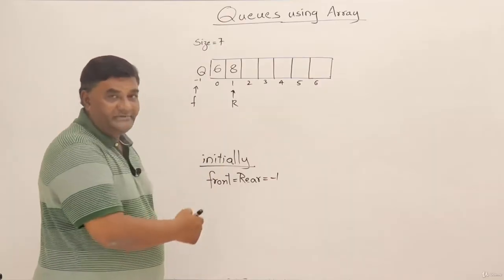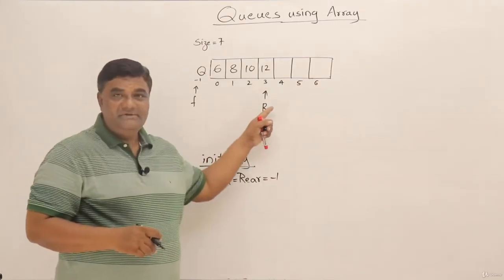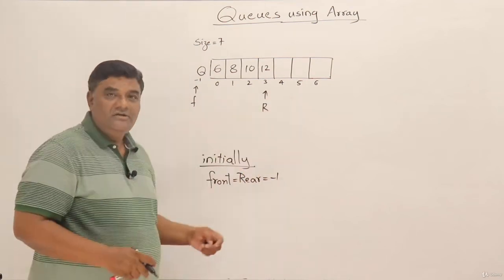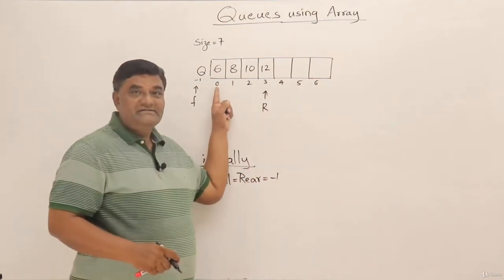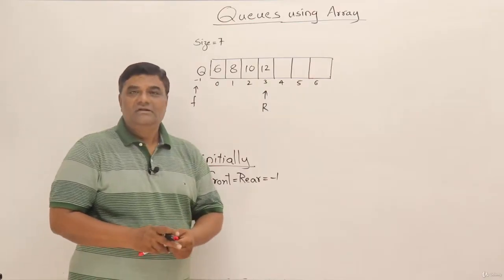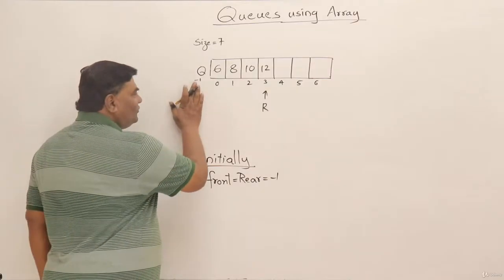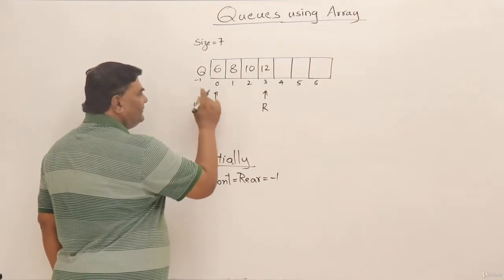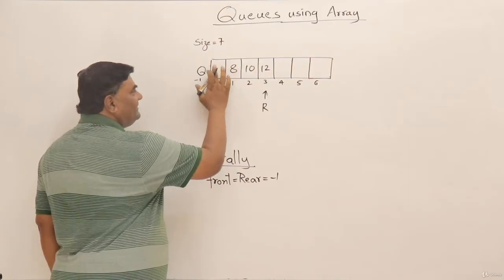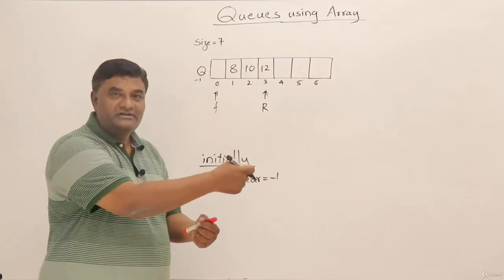I'll insert a few more elements. I have inserted a few more elements. Rear is pointing on the last element, that is the recently inserted element. The first element is at index 0, but front is still pointing on -1. Now let us see how to delete. For deleting an element, first of all move front to the next location and take out that element. Delete that element. So easy. Just move front and take out the element.